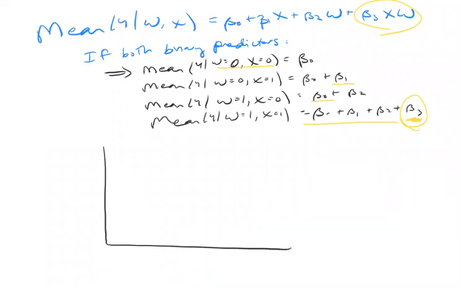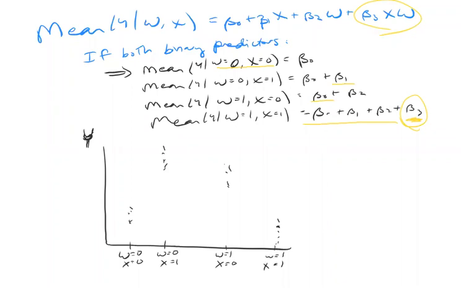So let's suppose that I have some data. I'm just going to make some data. Maybe it goes like this. So this is the case where w is equal to 0 and x is equal to 0. This thing is y. Y is on this axis. And this is where w is equal to 0 and x is equal to 1, and where w is equal to 1 and x is equal to 0, and the case where they're both equal to 1.